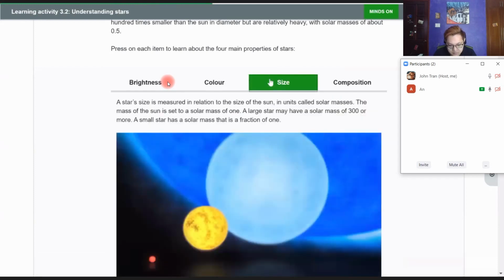Size. A star's size is measured in relation to the size of the sun, in units called solar masses. The mass of the sun is set to a solar mass of 1. A large star may have a solar mass of 300 or more. A small star has a mass that is a fraction of 1.